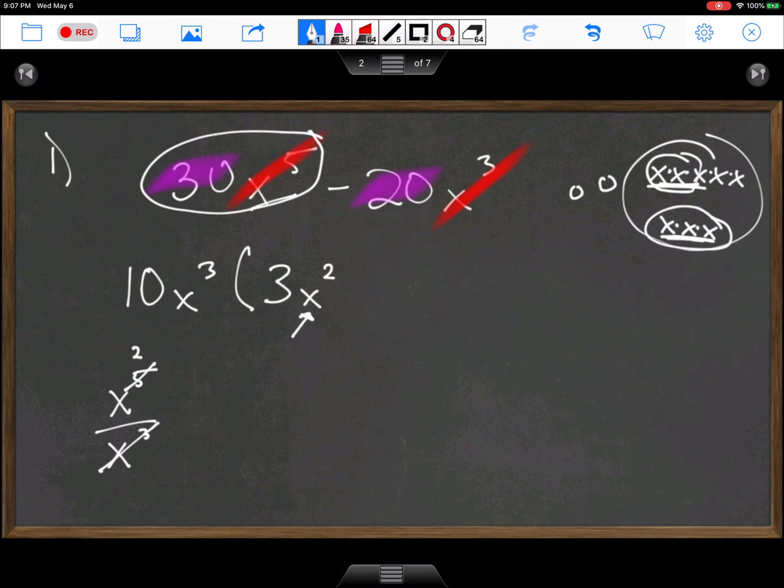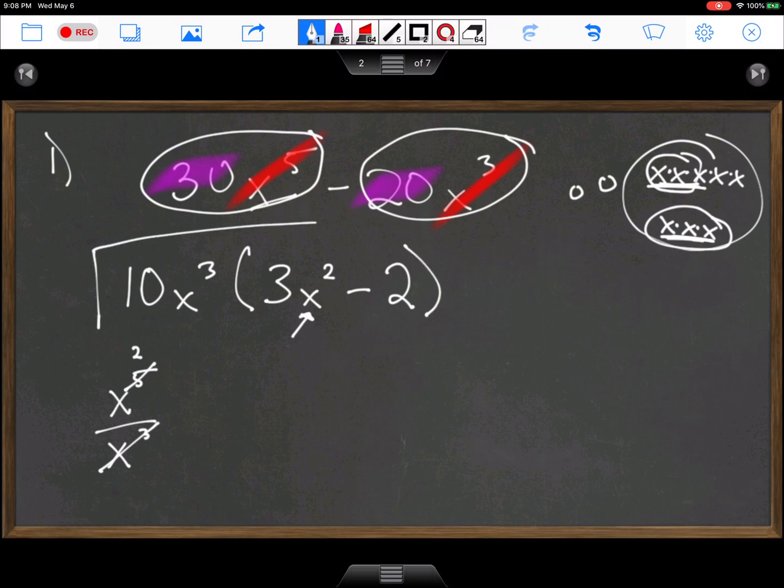All right, and then I've got a minus here. So now I'm going to be working on this term. 20 divided by 10 is 2. And x cubed divided by x cubed is x to the 1st. So I'm just going to leave it as a 2.